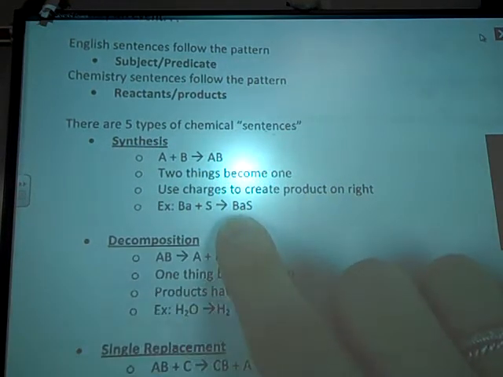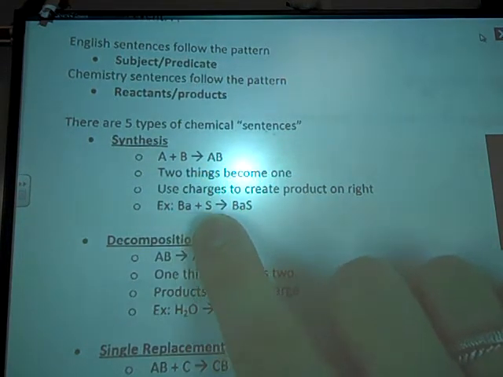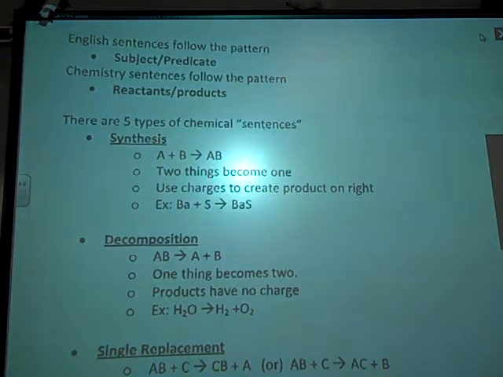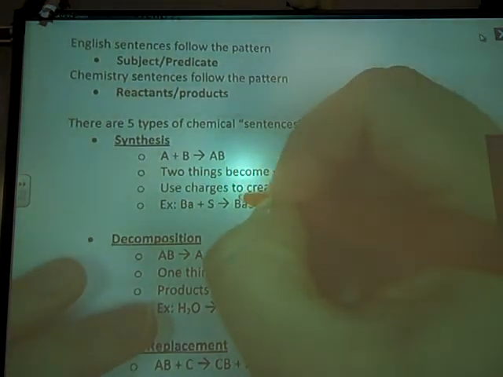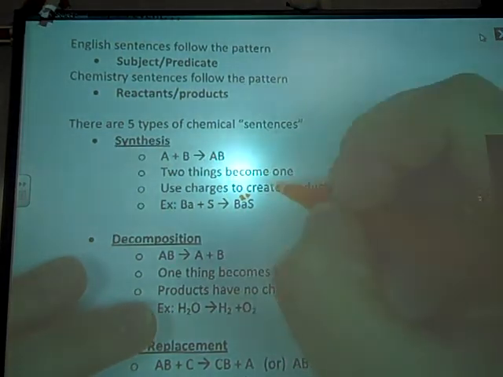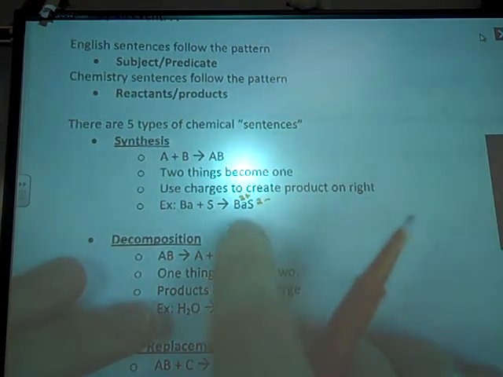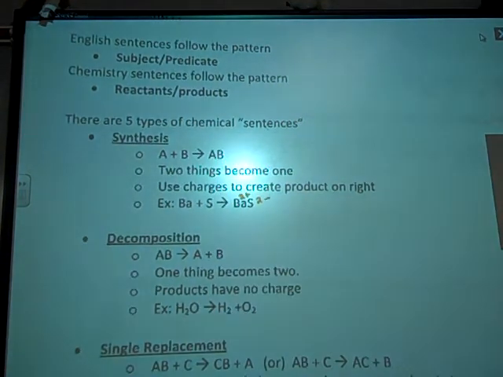Your first example is barium plus sulfur. These are the elements on the periodic table. And as you know, barium has a +2 charge. Sulfur has a -2 charge. So this compound does not need any subscripts.